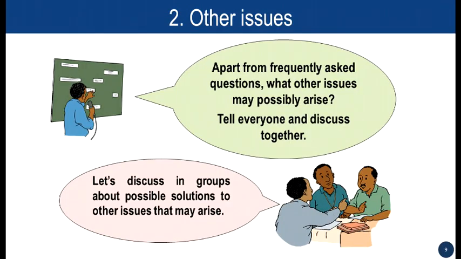Thank you all for the discussions. I hope you found the questions and answers meaningful and helpful. In the next part of this session, we will have an open discussion on other issues and questions that you may have. For other issues, apart from frequently asked questions, what other issues may possibly arise? Tell everyone and discuss together. Let's discuss in groups about possible solutions to other issues that may arise.